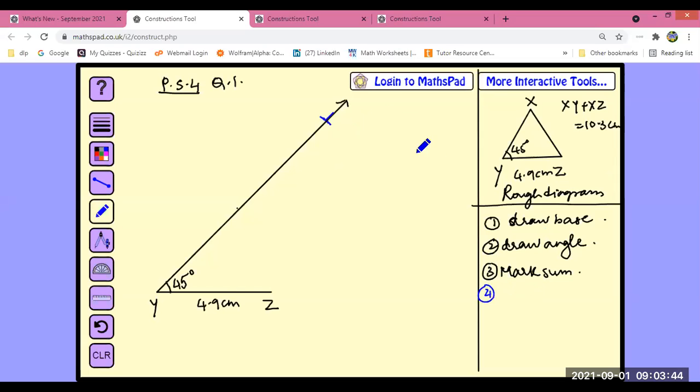Next step is step number 4. As soon as you get this point, you label it. It's not X, it's any random point. Maybe you can name it as A. Join this A to Z. Okay, so join this A to Z. Mark the sum and join it to Z. Once you join it, the next step is to draw a perpendicular bisector. So draw perpendicular bisector on AZ.